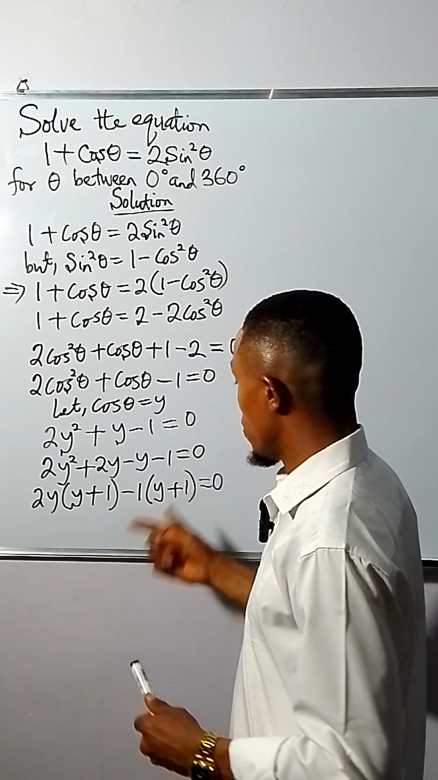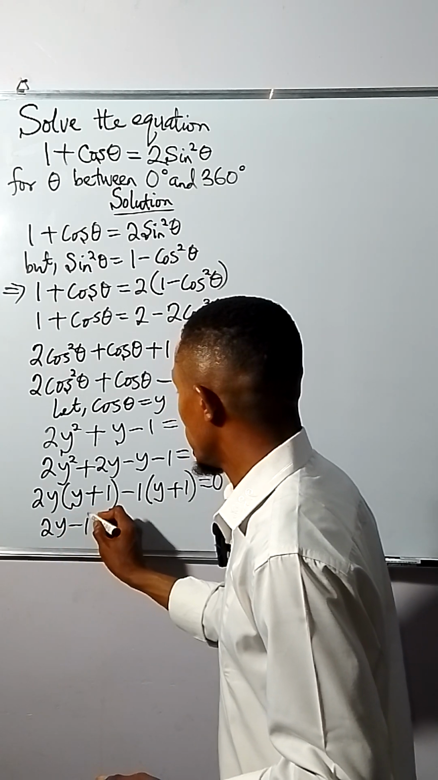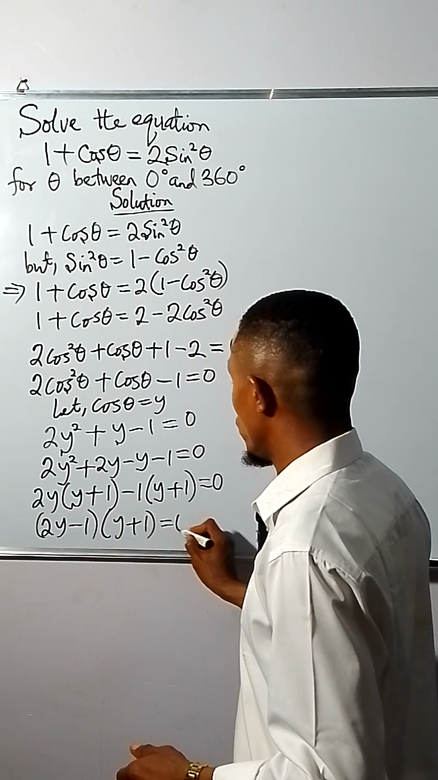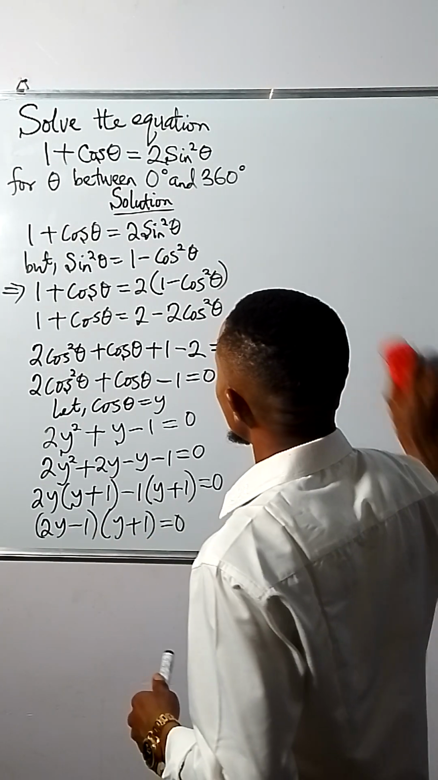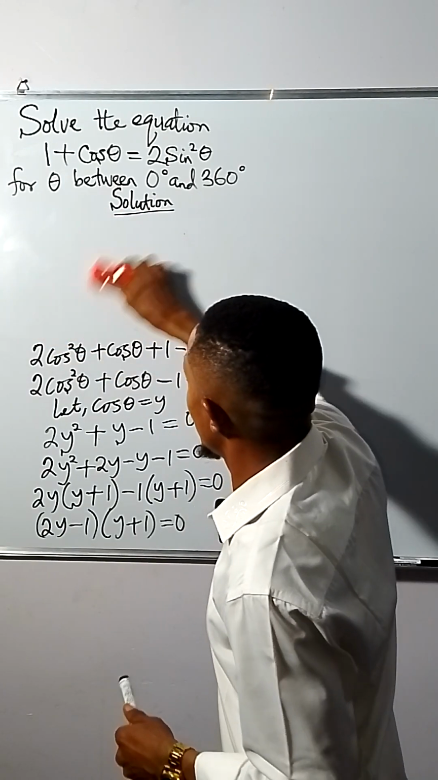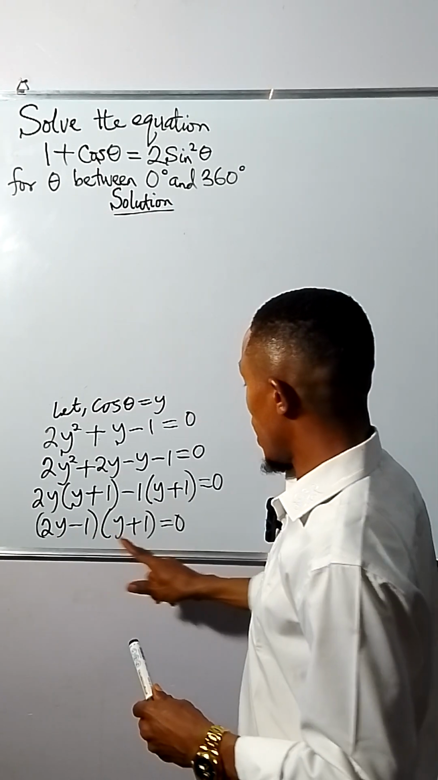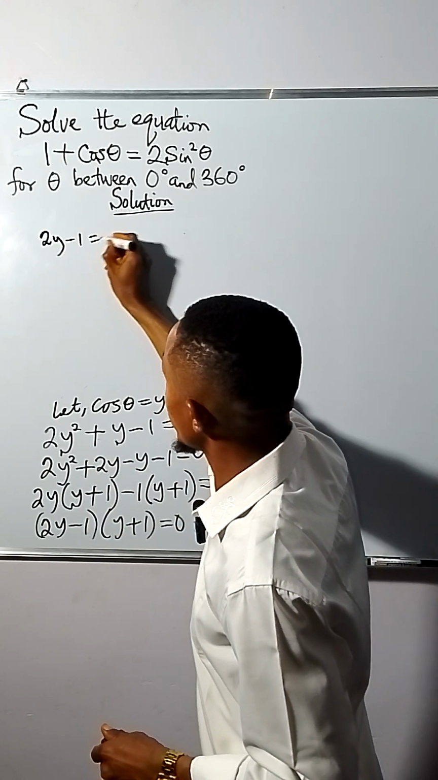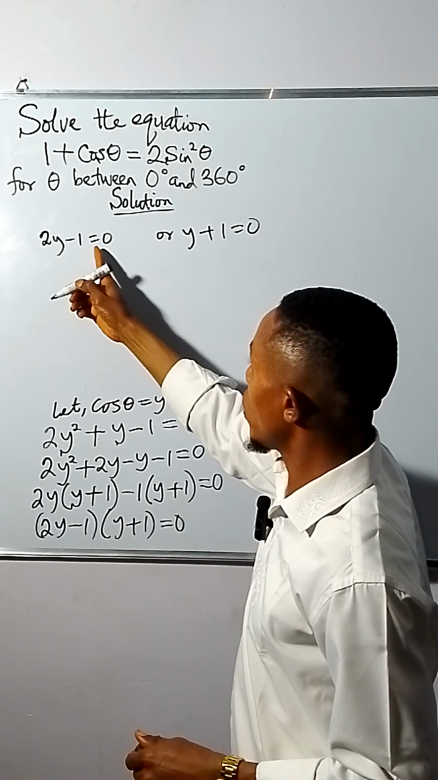I have the same thing inside the bracket, so I'll pick the 1. This will give me 2y minus 1, then y plus 1, is equal to 0. So either this is equal to 0 or this is equal to 0. Alright, so let's continue with our solution. I'll clean part of the board. So we have 2y minus 1 is equal to 0 or y plus 1 is equal to 0.